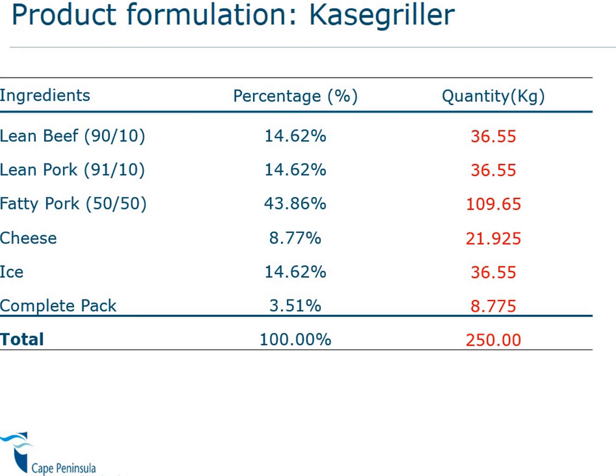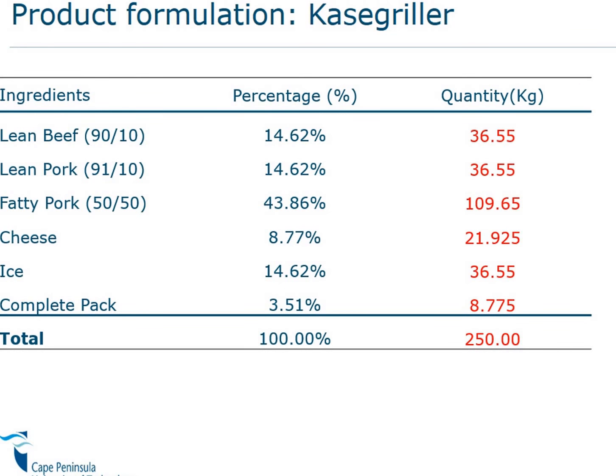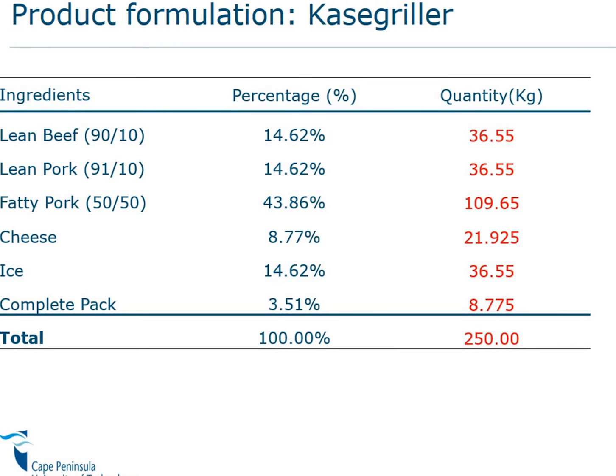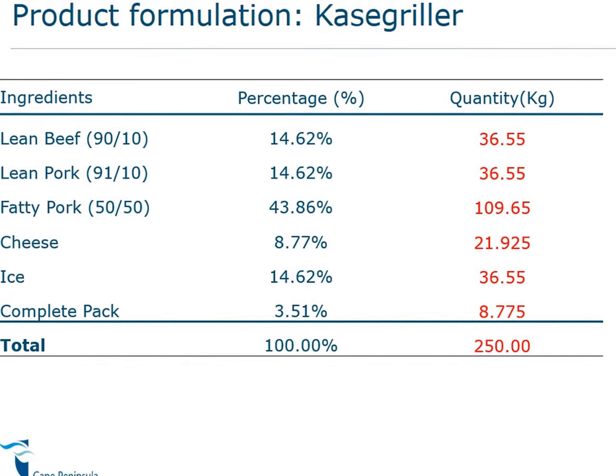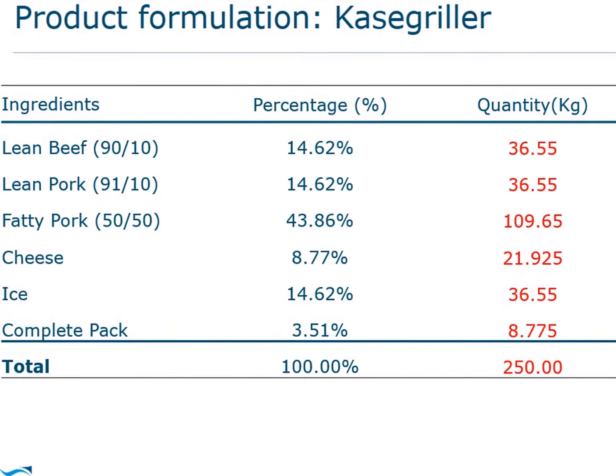So that means you need 36.55 of this ingredient, and same here. And you need 109.65 kilograms for fatty pork, and for your spice pack it will be 8.775. And if you sum up all these values, they will give you 250 kilograms. So that means for this particular batch size we have 250, which is the total product that you will produce.